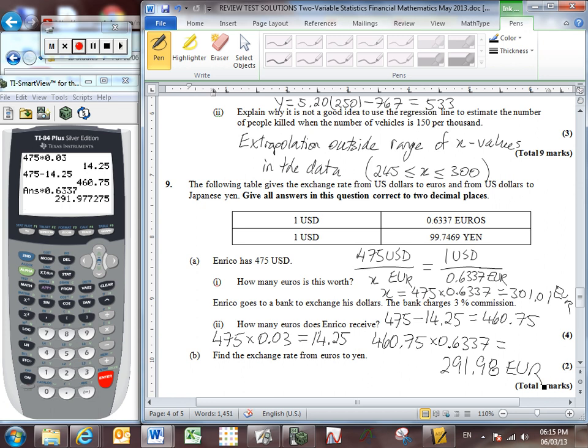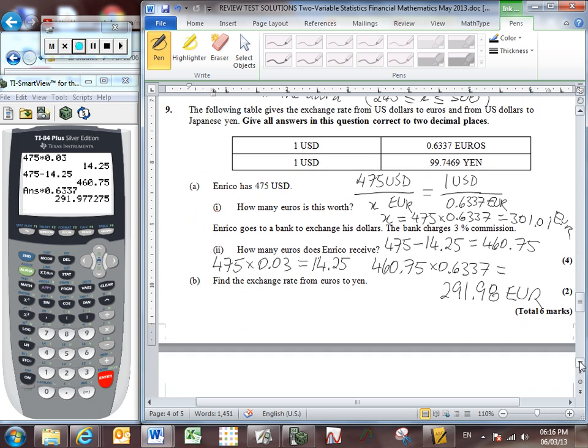Okay. Part B, let's find the exchange rate from euros to yen. Well, thinking. If 1 US dollar is equal to 0.6337 euros, and 1 US dollar is also equal to 99.7469 yen, then doesn't that mean that these two values must be equal to one another? So 0.6337 euros is equal to 99.7469 yen, since they're both equal to 1 US dollar.